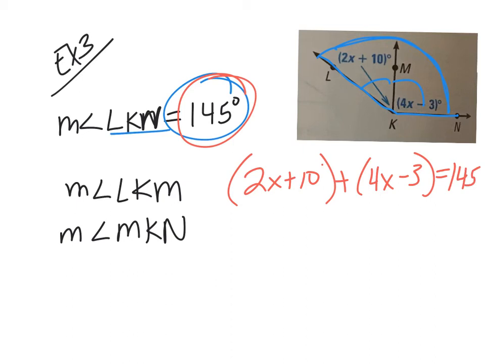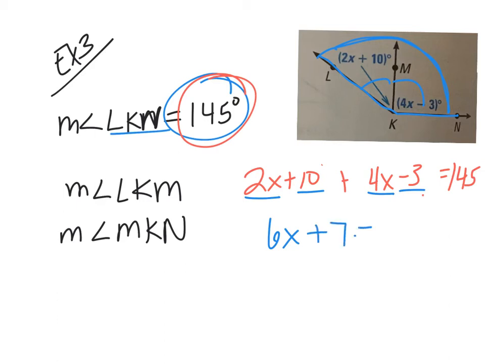So I can get rid of these parentheses because it's a plus sign in the middle, nothing complicated about that. And I can combine like terms. I have a 2x and a 4x, add those together, I get 6x. Then I have a positive 10 and a negative 3. Plus 10 minus 3 is going to give you a positive 7. So then I just rewrite the end here.